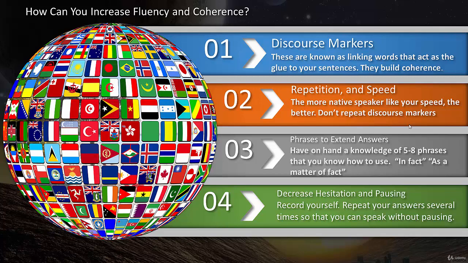In fact, as a matter of fact, what I mean by that is, right? Learn some phrases that will help you to extend your answers. When you're able to extend your answers, it shows more fluency. And then also decrease the hesitation and the pausing. Record yourself. Listen to yourself.